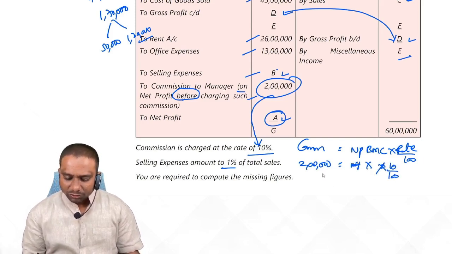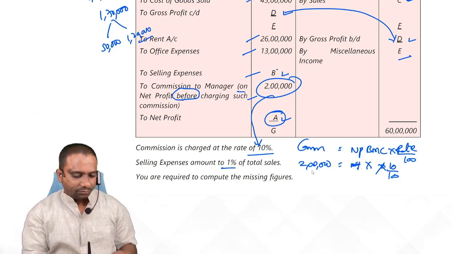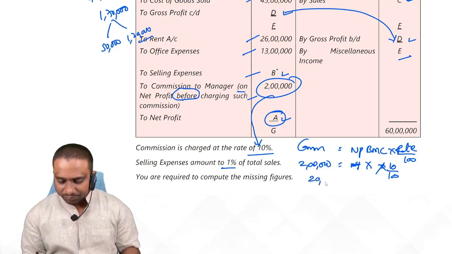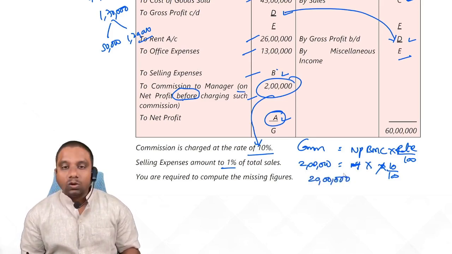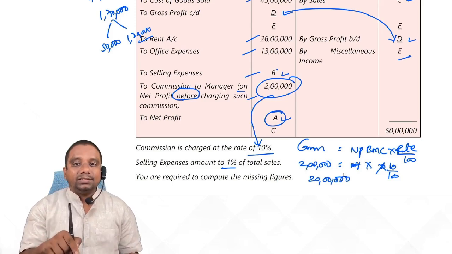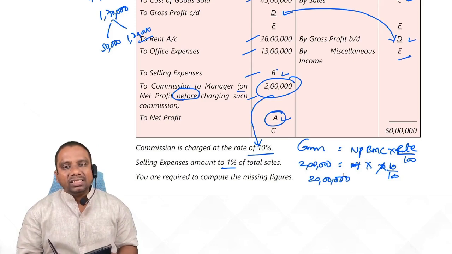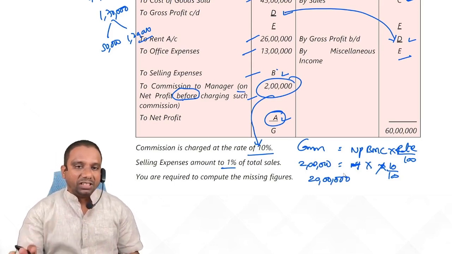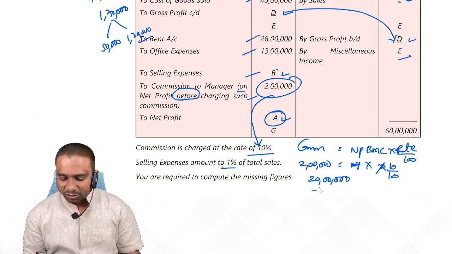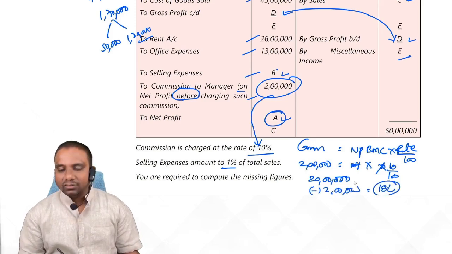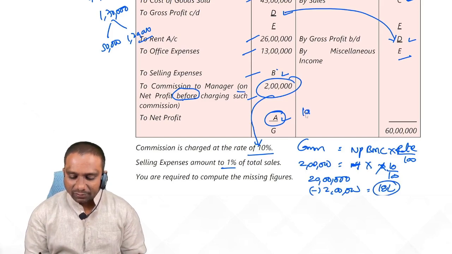Okay, now how much? Simply 2 lakhs into 100 by 10. It is simply 20 lakhs. 20 lakhs is net profit before manager commission. Now, deduct commission, 2 lakhs. So, what is your net profit? 18 lakh. This is answer A, 18 lakh.